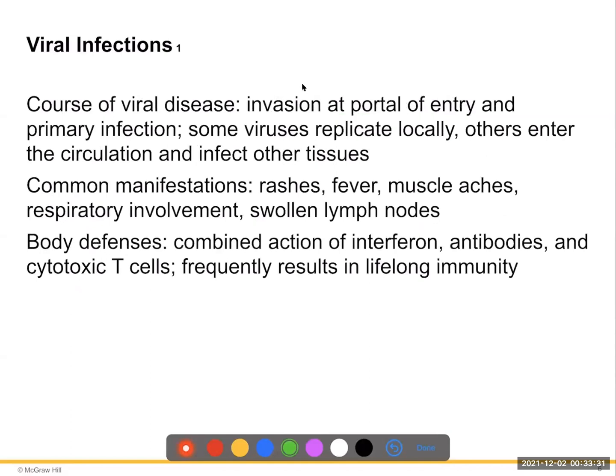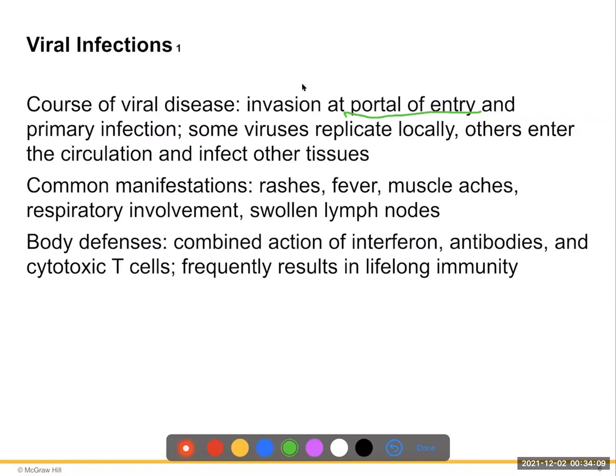Okay. Course of viral disease, the invasion of a portal of entry. They've got to get into the body somehow. And that's their primary infection. Once they're in the body, then you can have your secondary infections. But they have to enter a portal somehow. Some viruses replicate locally, others enter into circulation and infect other tissues where they multiply, like the hepatitis virus, hepatitis B, which multiplies exclusively in the liver, after it moves through the bloodstream to the hepatocytes. Okay. Common manifestations are rashes, fever, muscle aches, respiratory involvement, swollen lymph nodes.